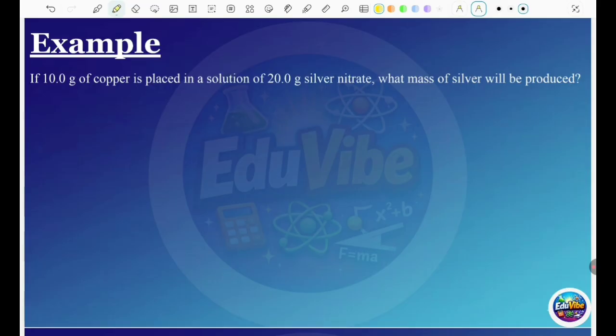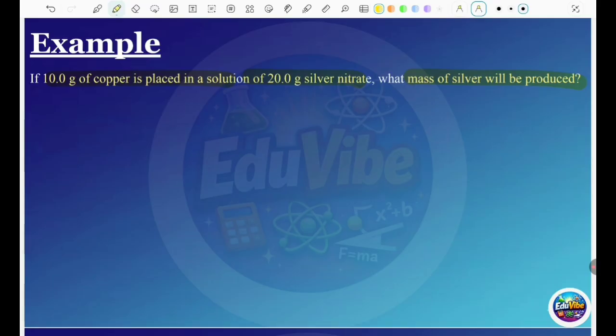The question says, if 10.0 grams of copper is placed in a solution of 20.0 grams of silver nitrate, what mass of silver will be produced? From this question, you might think this is a typical stoichiometric question, but no. We have to consider something else because they only give us the masses. We want the mass of silver, but we can't find the mass of silver directly. We have to do something first.